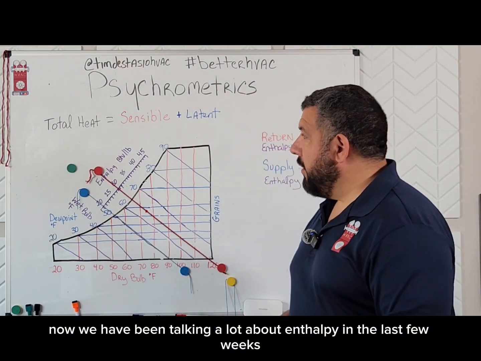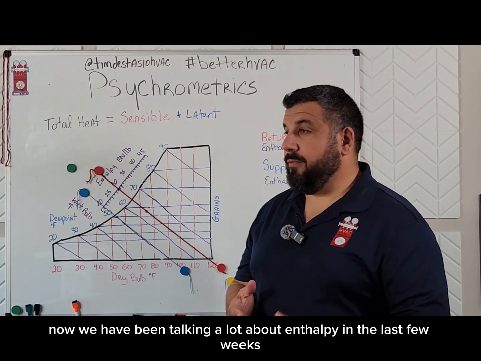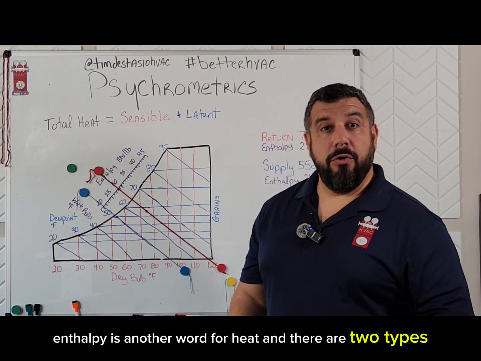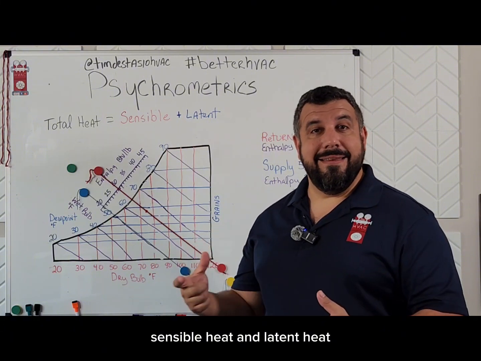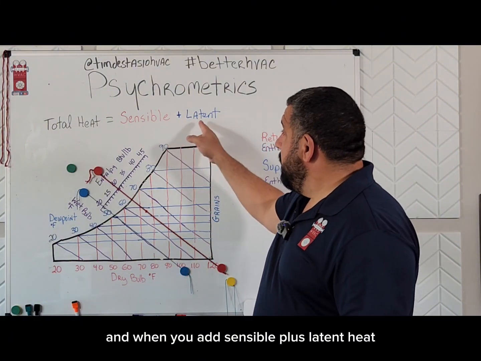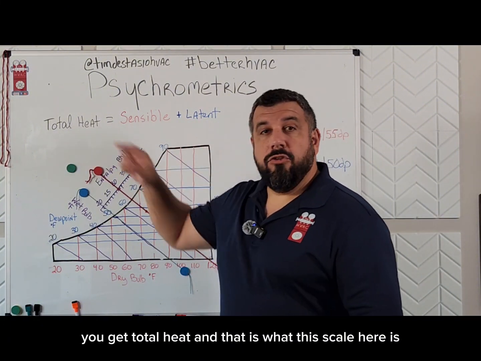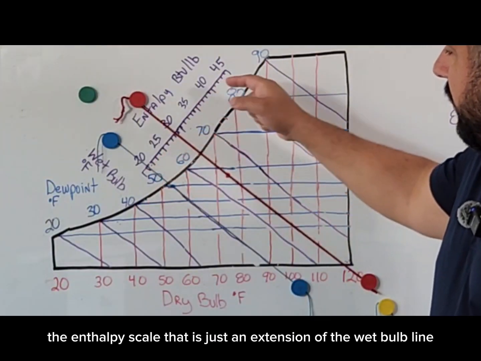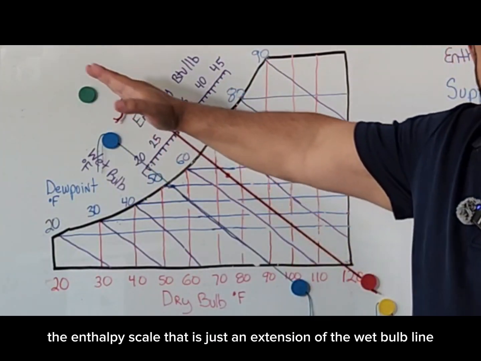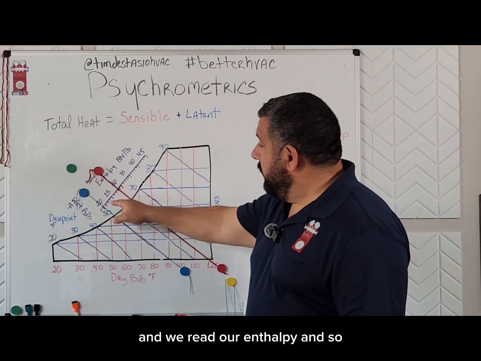Now, we have been talking a lot about enthalpy in the last few weeks. Enthalpy is another word for heat. And there are two types, sensible heat and latent heat. And when you add sensible plus latent heat, you get total heat. And that is what this scale here is, the enthalpy scale. That is just an extension of the wet bulb line. And we read our enthalpy.